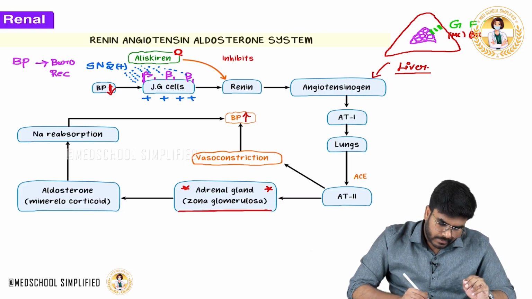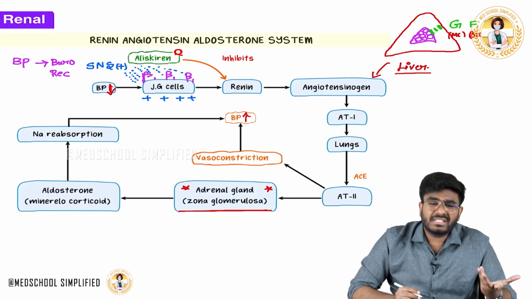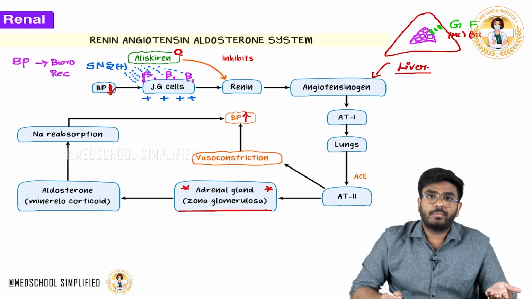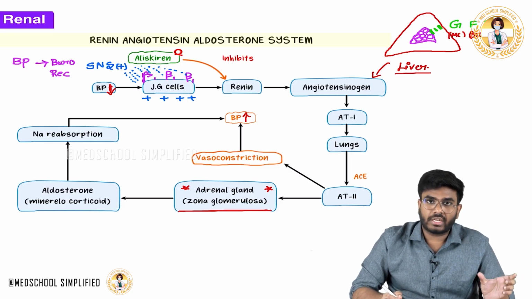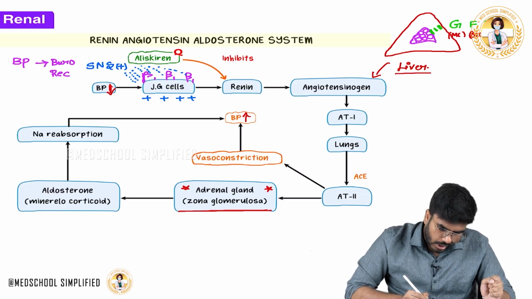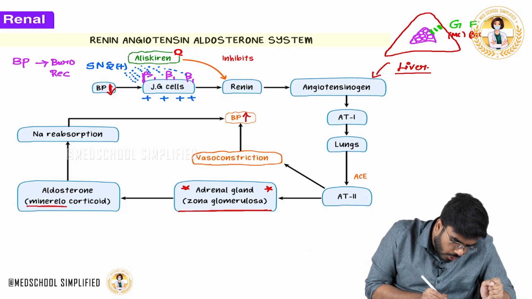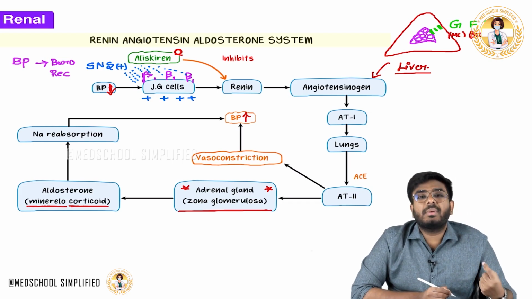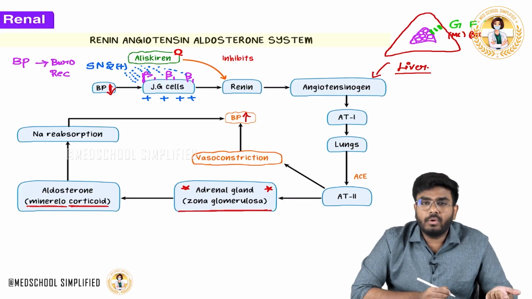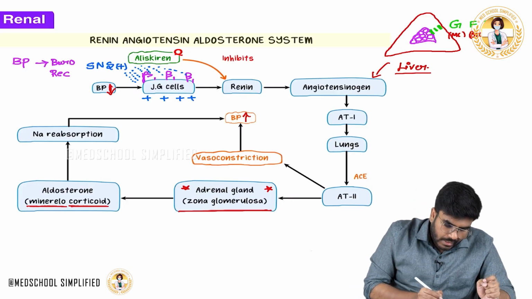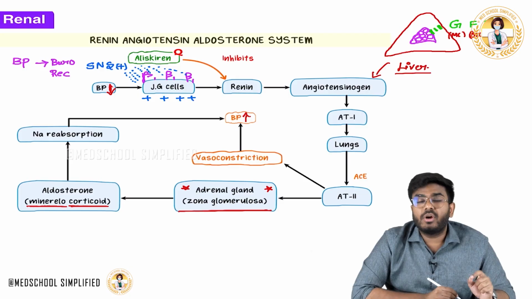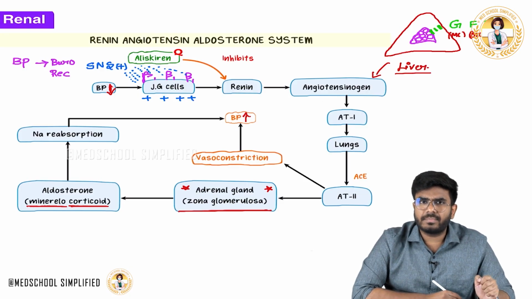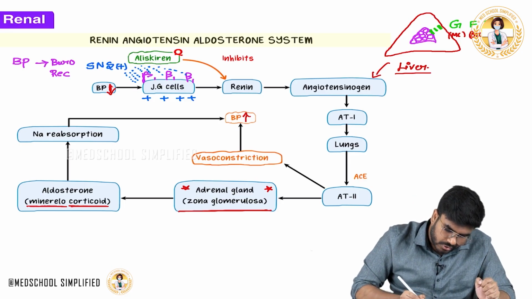So why are we calling it a corticoid? Because it's a corticosteroid, a steroid hormone made out of cholesterol. It's derived from cholesterol. So aldosterone, why are we calling it a mineralocorticoid? Corticoid, because it's coming from the adrenal cortex and it's a steroid hormone derived from cholesterol. Now, why is it called mineralo? Because it is concerned with mineral metabolism. Which mineral? Sodium.